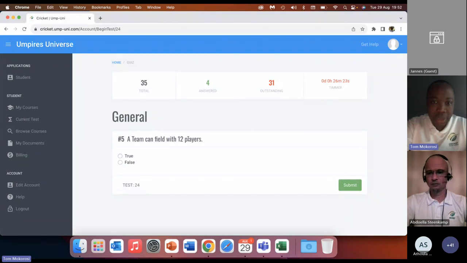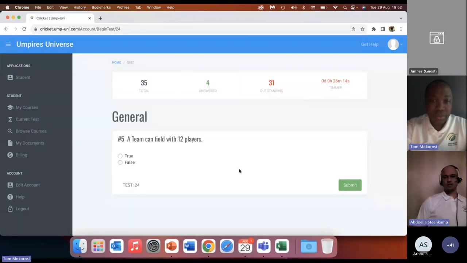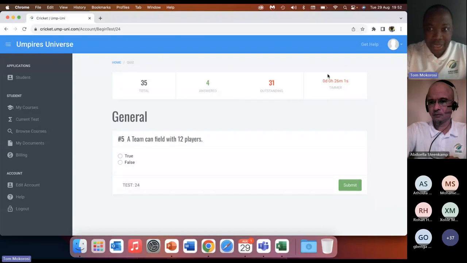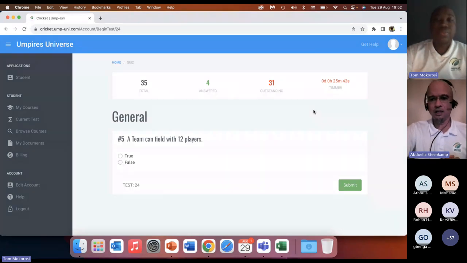Next question: a team can field with 12 players. Abdullah, true or false? Next hand, please. Number one in the queue, Ken, can you unmute your microphone and provide us with the answer, please, Ken? Ken, please unmute your microphone. Ken, are you able to unmute your microphone? Doesn't look like it, Tom. Let's give him two more seconds. Doesn't look like it. Let's go to next in the queue. Edgar, can you please unmute your microphone and provide us with the answer, please?